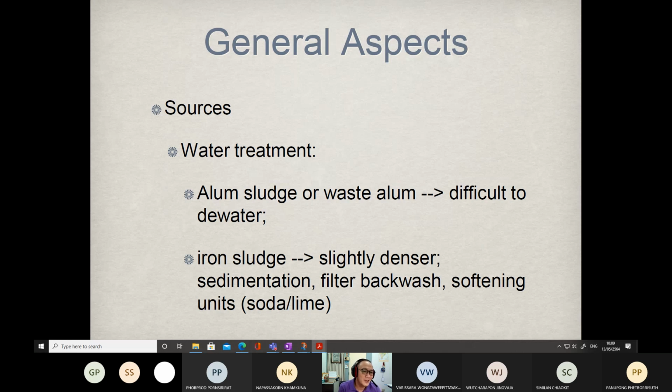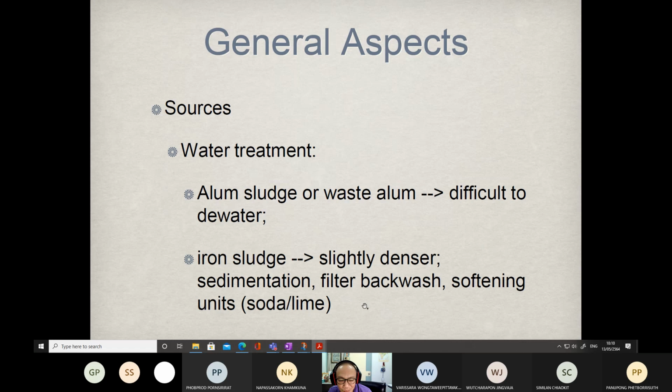So you can expect that a lot of aluminium will remain in the sludge from the water treatment plant. If we use alum as the major coagulant, alum sludge is gelatinous and very difficult to dewater. But iron sludge is quite dense, slightly denser than alum sludge, so it gives better settling efficiency compared to alum. But anyway, we have to handle this sludge.